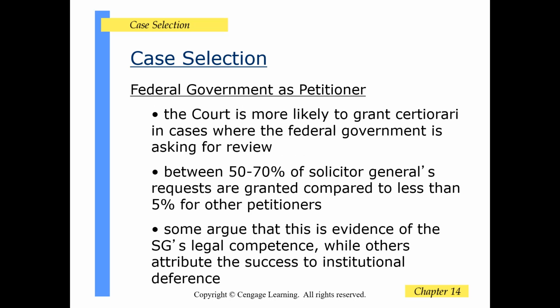The court is more likely to grant certiorari in cases where the federal government is asking for the review. Between 50 to 70% of Solicitor General's requests are granted, compared to less than 5% of other petitioners. Some argue that this is evidence the Solicitor General's legal competence is high, while others attribute the success to institutional deference.